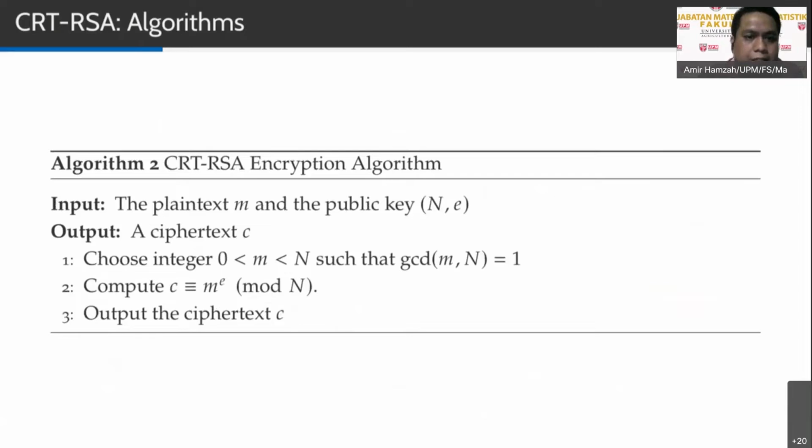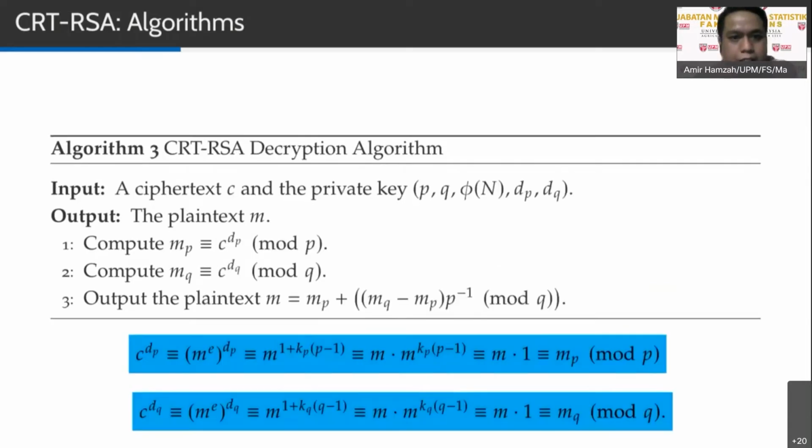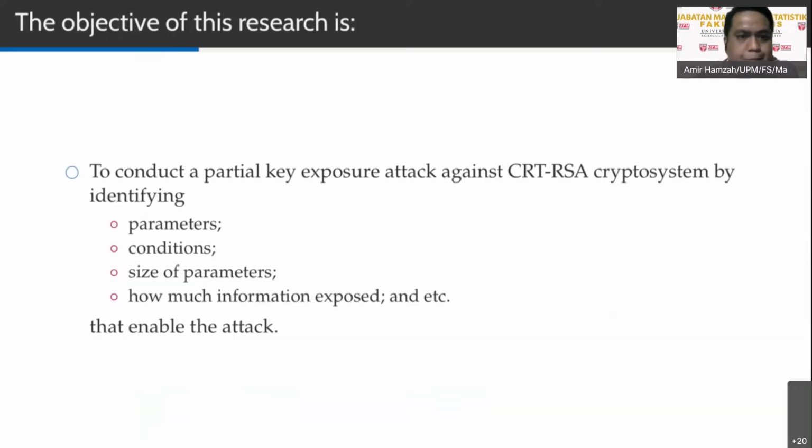The encryption algorithm is a normal one, similar to standard RSA, while the decryption algorithm is where it differs much. We have to compute these three computations, which is actually more efficient than one modular exponentiation in standard RSA. That is why CRT-RSA is very commonly used in industry today.